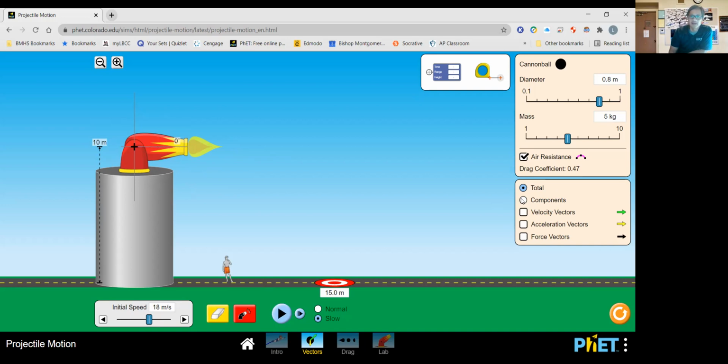Okay, let me try it again. I want the components in there. Okay, let's shoot it. Oh, come on. Oh, this is really frustrating. All right, let me try one more time.